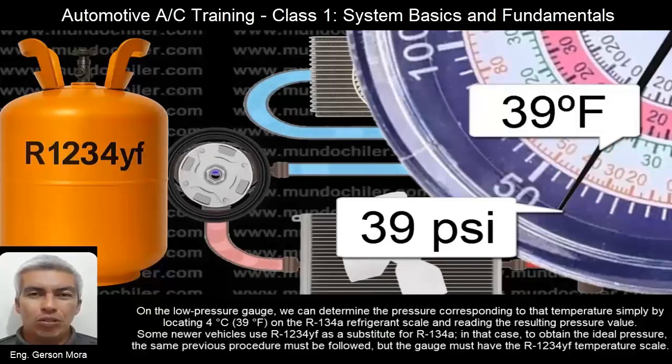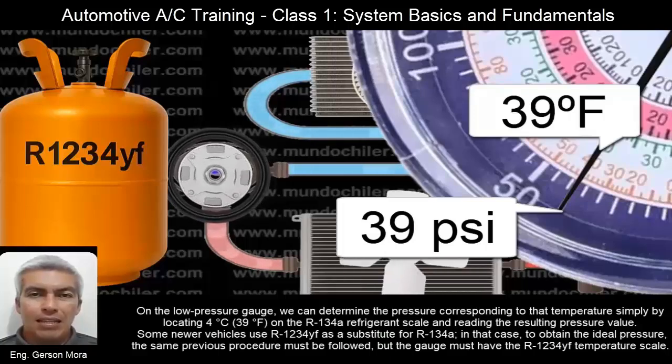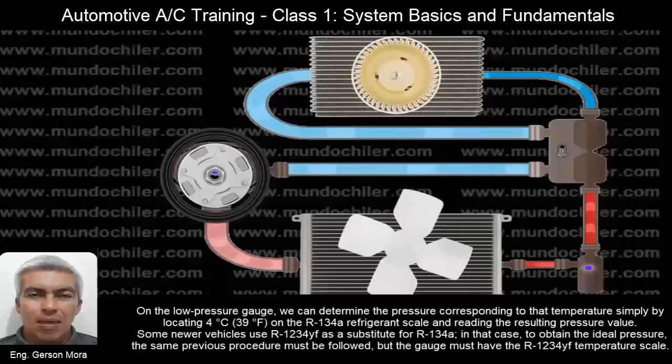In systems that use R1234yf as a substitute for R134a, to obtain the ideal pressure, the same previous procedure must be followed, but the gauge must have the 1234yf temperature scale.